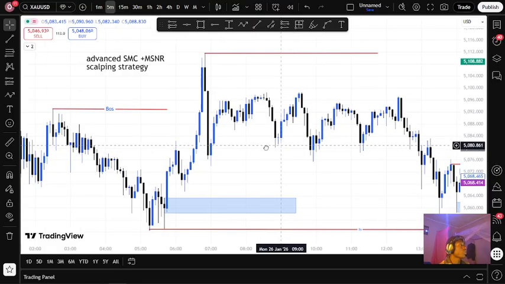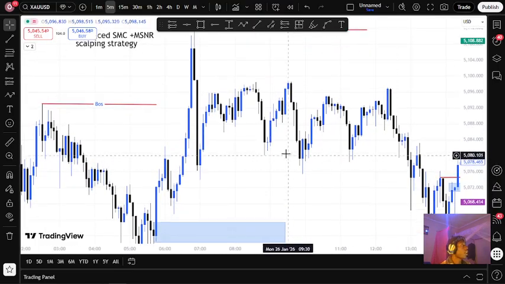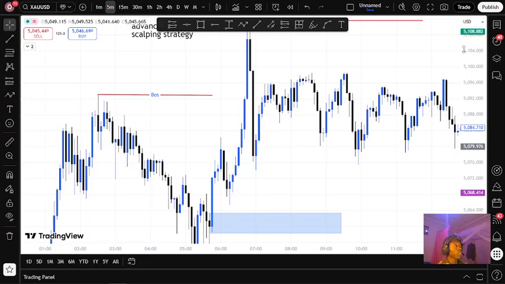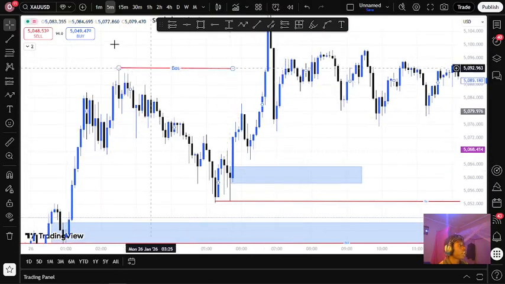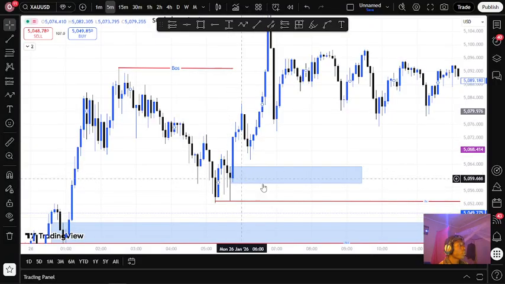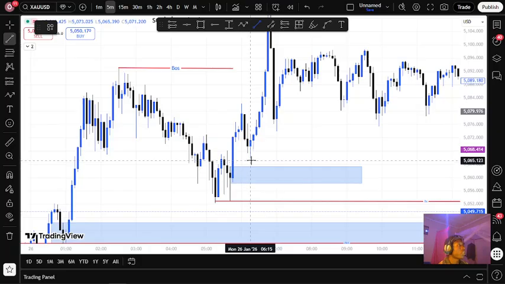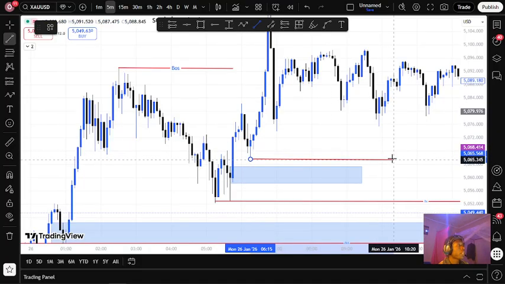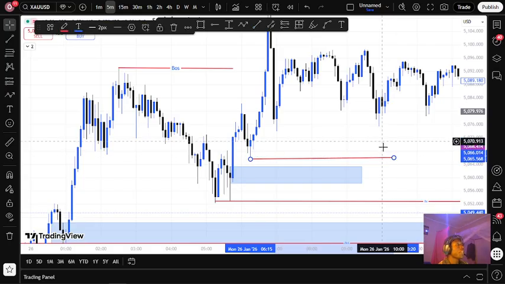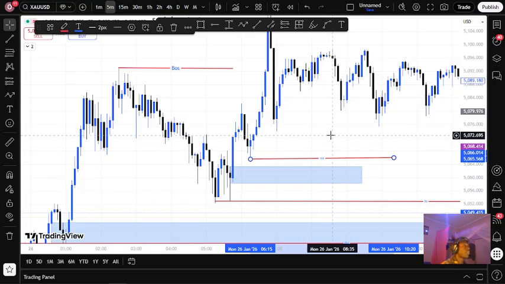So let's dive into today's trade. As you can see, the market crashed. It broke structure here, and this is the order block that led to the broken structure. I can see there's also liquidity resting at this point here, which means the market will definitely come back to this point to fill in the liquidity.